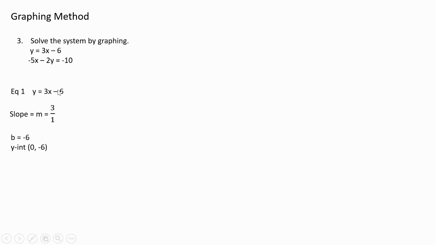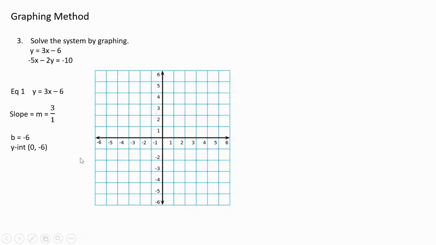And my y-intercept is always b. So b equals -6, the point (0, -6). So this is my starting point. Okay, so the graph is there. First, let's graph (0, -6), because b, which is the y-intercept, is the starting point. So I'm going to put the point right there.